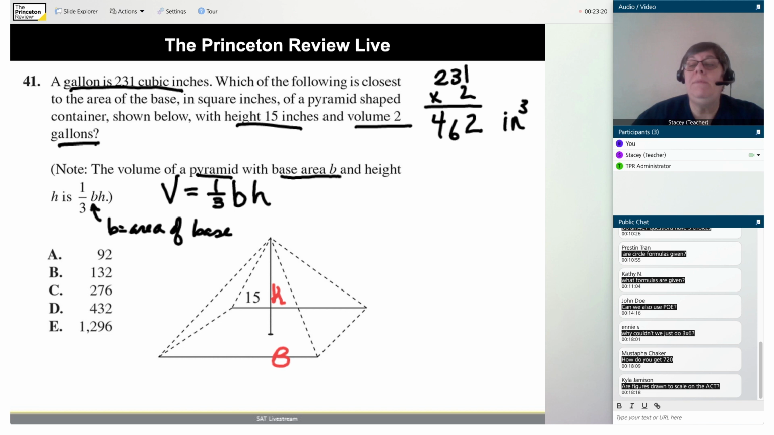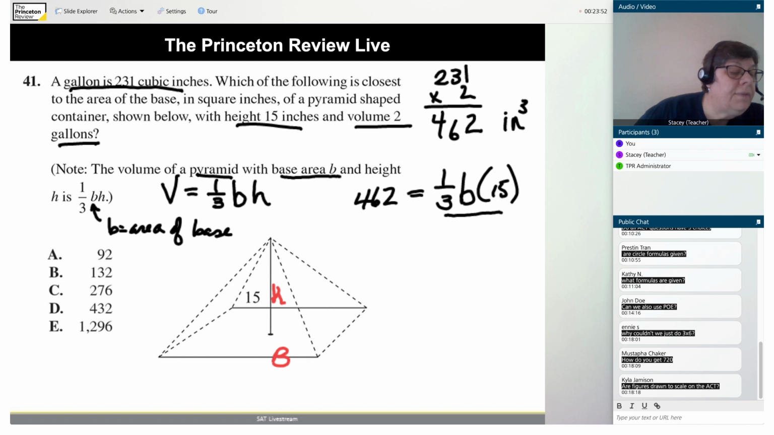My volume is 462 cubic inches. That's equal to 1/3 the area of the base. And our height was 15. That's in inches. I got inches. I got cubic inches. That's great. We're all in the same units. All right. First thing I'm going to do, I'm going to simplify the right side of the equation. I can do 1/3 of 15. All right. 1/3 of 15 is 5. So 462 is equal to 5 times the area of the base. That means the area of my base is going to be 462 divided by 5.